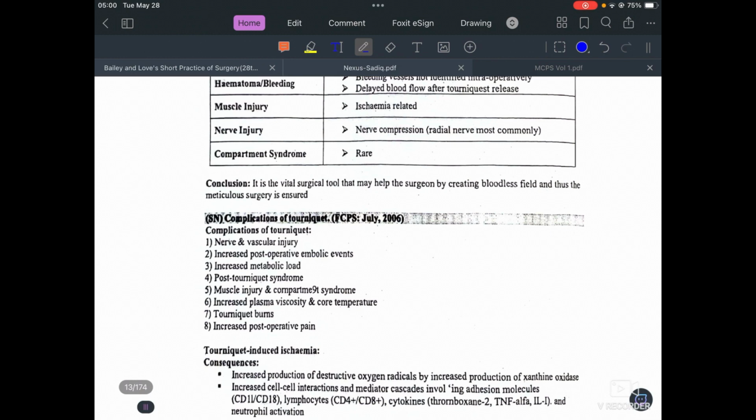So, the conclusion: the tourniquet is a vital surgical tool that may help the surgeon create a bloodless field and thus ensure ease of surgery.